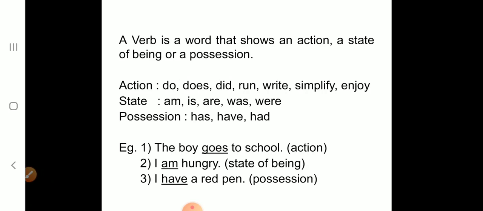The word goes is the action performed by the boy in the sentence. So the word goes is the verb here. In the second sentence, I am hungry. There is no action being performed in this sentence, but the word am shows state of being, and so it is the verb here. The third sentence, I have a red pen. In this sentence, have shows possession, and so the word have is the verb here.